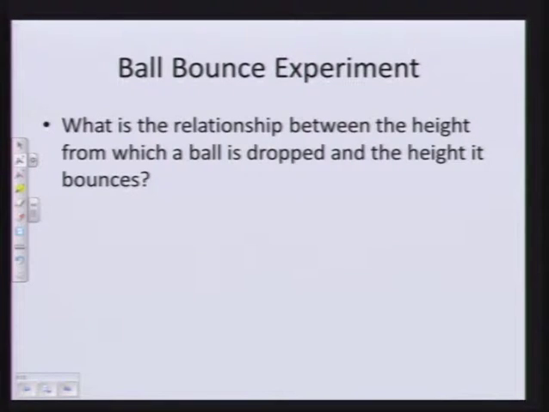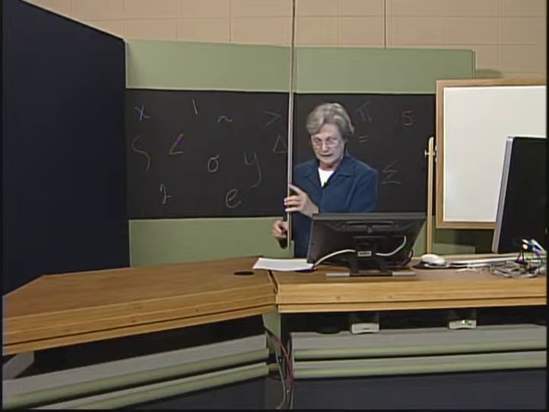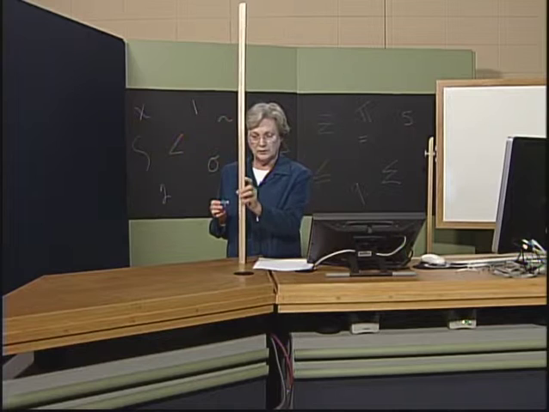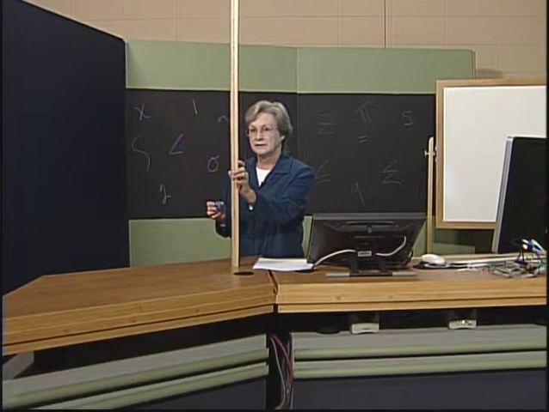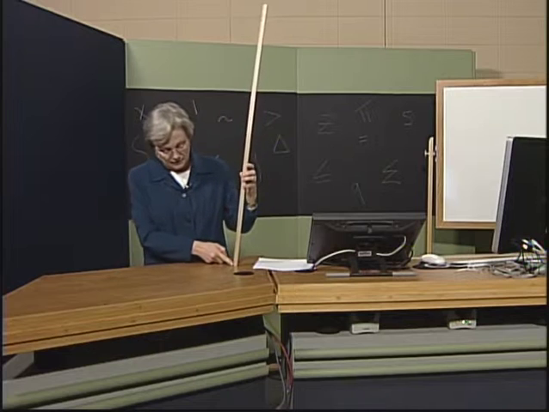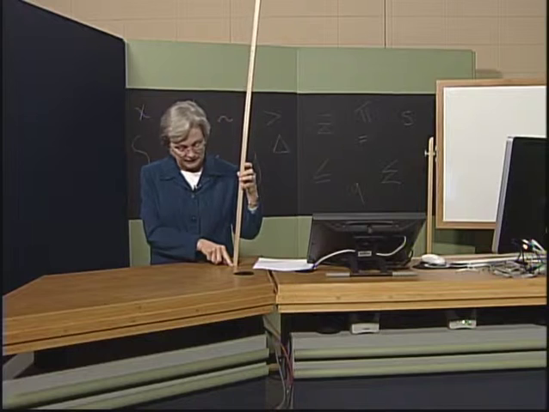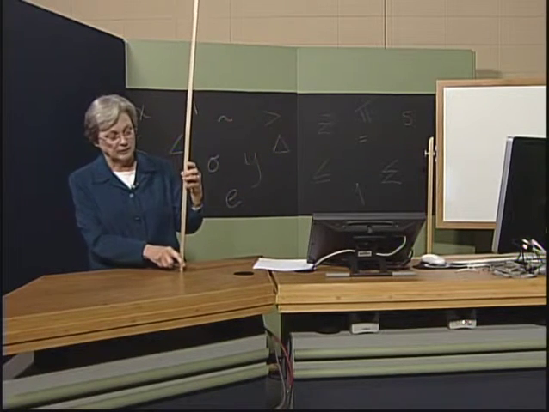The next experiment that would be nice for you to try is the ball bouncing experiment. So we want to look at what is the relationship between the height from which a ball bounce is dropped and the height that it bounces. So again, I'm going to need a meter stick, and I've got some little rubber balls, and I'm going to place the meter stick so that the 0, 1, 2, 3 are down here on the floor or the table, whatever you're going to use to bounce against. That'll make it easier for me to read the numbers.